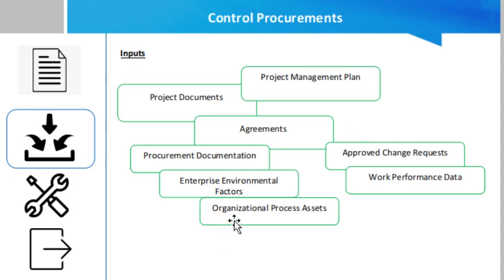Now just focus on these three terms: organizational, process, assets. Assets means the documents which we have already made, like the procurement management plan, cost estimates, the vendor performance, etc. So all these are the assets for an organization.